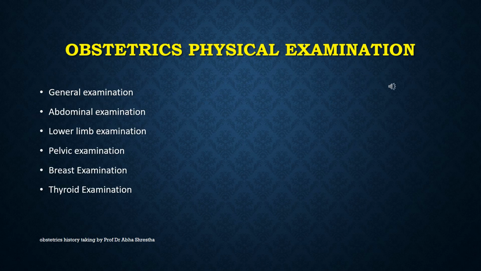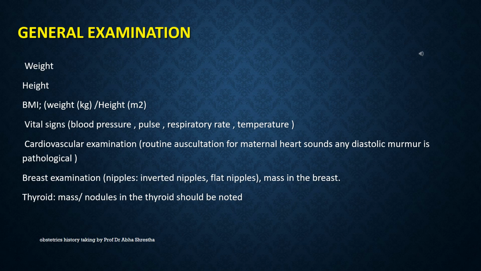Now, after the history, we come to the obstetric physical examination. First of all, the general examination, then the abdominal examination, lower limb examination, pelvic examination, breast examination, and thyroid examination are a must when we examine a pregnant lady. In general examination, we see the weight, the height, BMI, the formula of which is weight in kgs divided by height in meter square. We should monitor the vital signs, which include blood pressure, pulse rate, respiratory rate, and temperature.